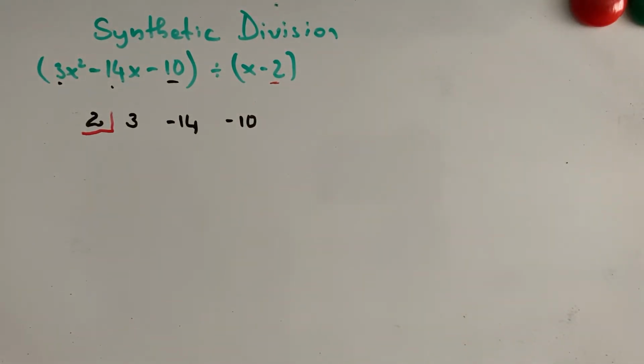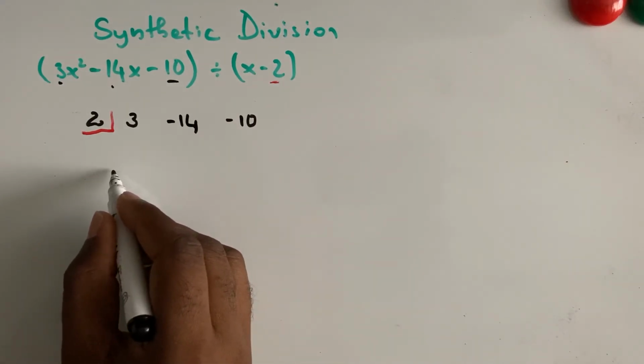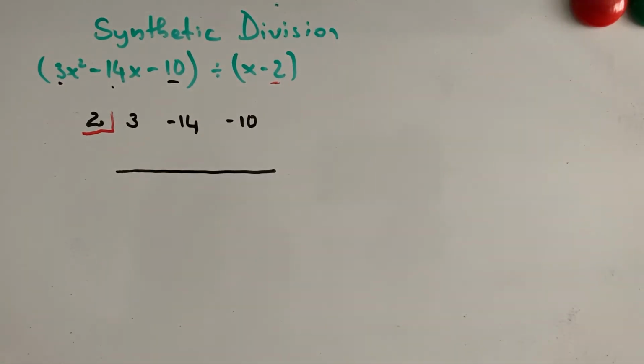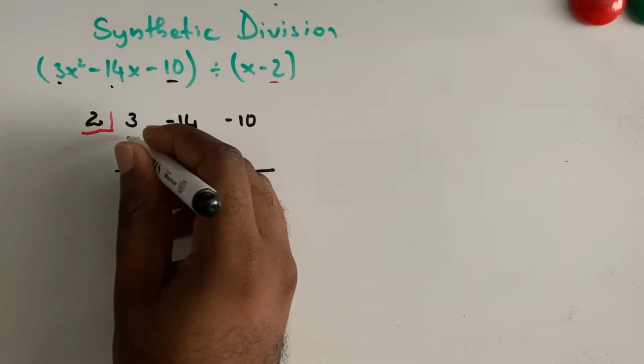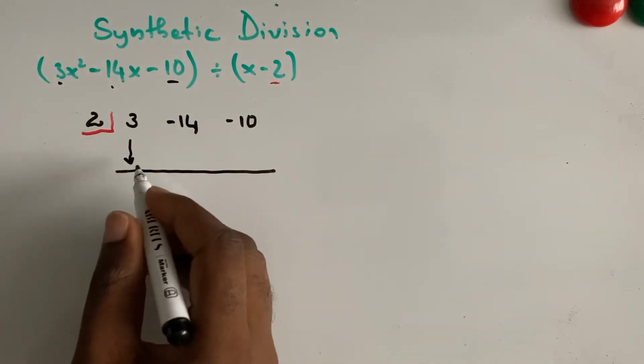Next, to solve it, you have to draw a horizontal line right here. From here, you'll keep reducing, keep dividing. But how do you do it? First, you have to bring the first coefficient down. You have to bring it down.